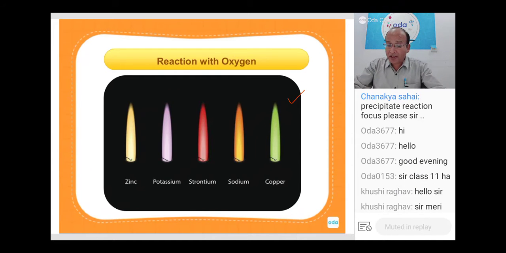For example, if you burn copper, it will give a beautiful green color flame, apple green color flame. Okay? Sodium will give golden yellow color flame. Strontium will give crimson color, crimson red. Potassium will give violet color flame. Zinc also will give yellow color flame. So by this flame color also, you can identify the metal which is being burned or oxidized. Okay, so this is the reaction with oxygen.